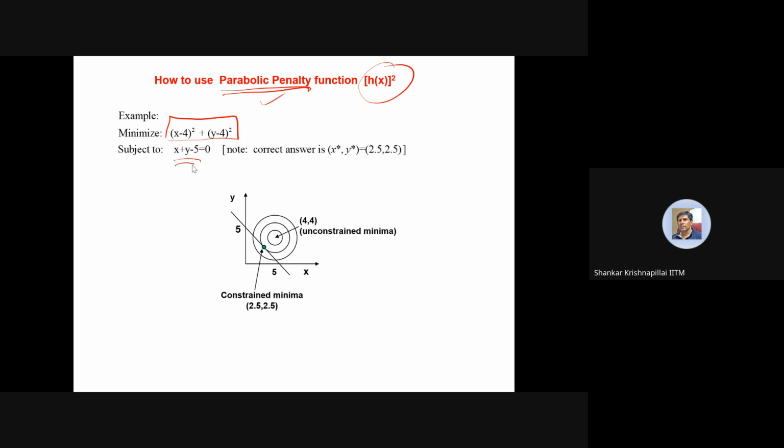I have drawn the contour here, and the correct answer is x equal to 2.5, y equal to 2.5. So that is the correct answer in advance. X is equal to 2.5, y is equal to 2.5. That is the correct answer.